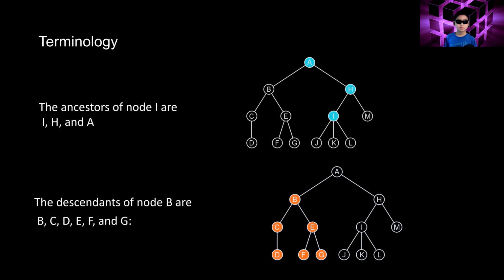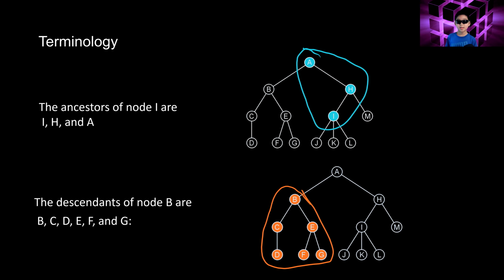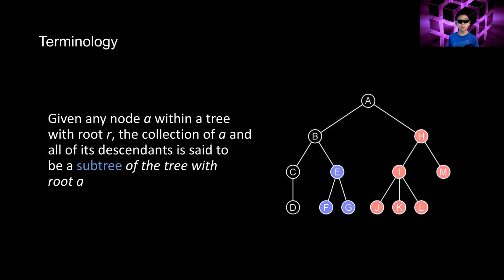Let's see some examples. In the top tree, we mark the ancestors of node I as light blue. It contains node I and all the nodes along the path to the root. In the bottom tree, we mark the descendants of node B as orange. So it contains B and everything below it. If you look at all the orange nodes, it looks like a smaller tree with the root at node B. That's what we're going to talk about next. Subtrees are collections of nodes and all of its descendants. For example, this is the subtree of H.